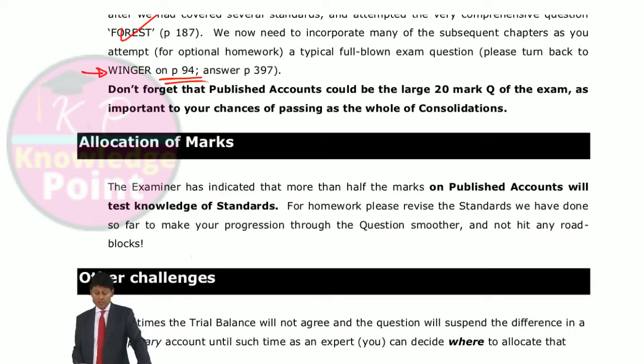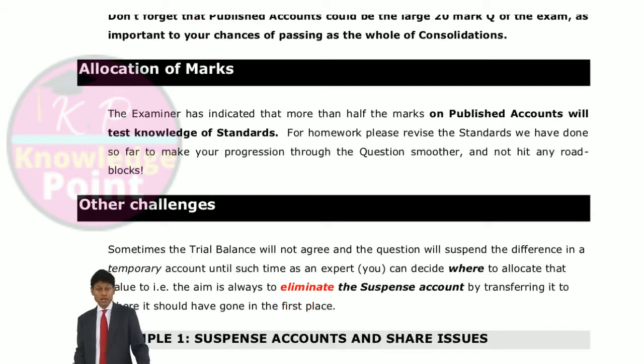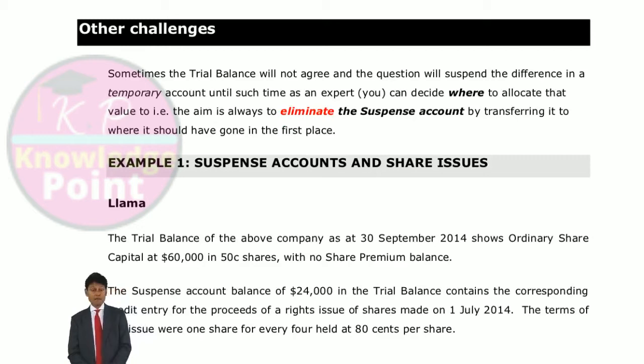Just as consolidations or ratios may be a 20 marker. More than half the marks, well over half the marks in the exam, when you've got your published accounts questions, will be on standards. And indeed, if you take the paper as a whole, something like 60% of the paper might be published accounts and standards. So within the published accounts, more than half may be on standards. But if you take published accounts and standards together, out of the 100 marks, it could well be 60 marks.